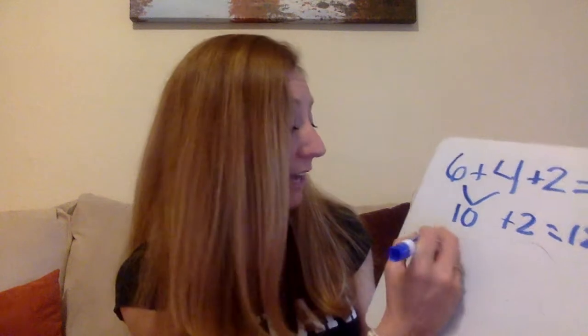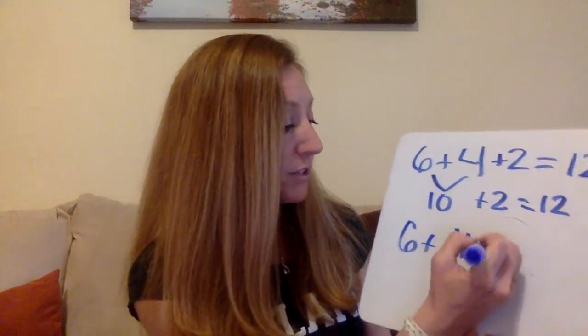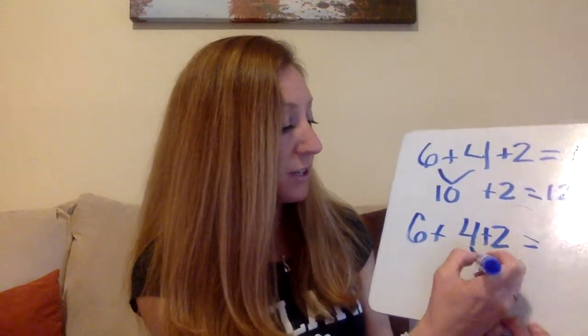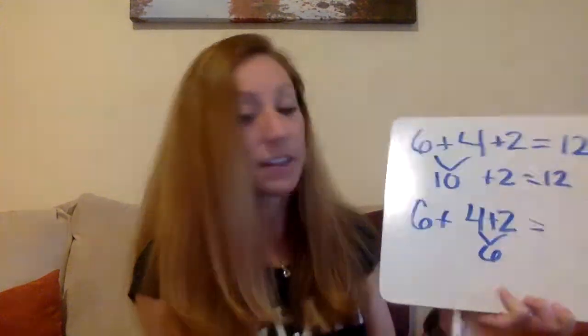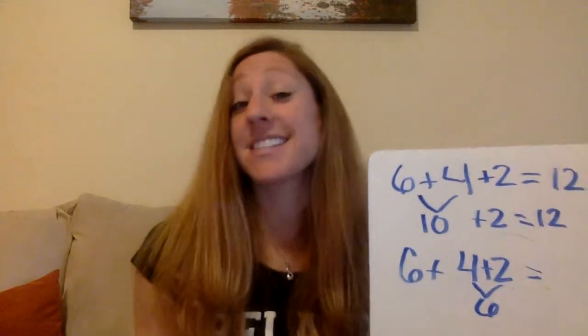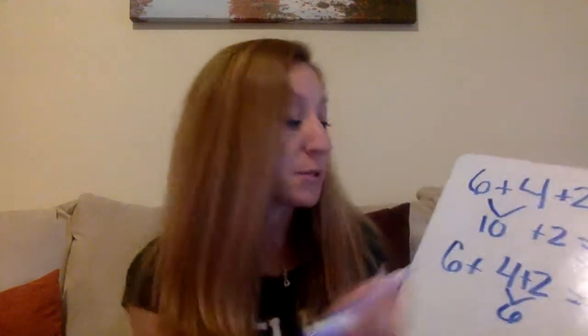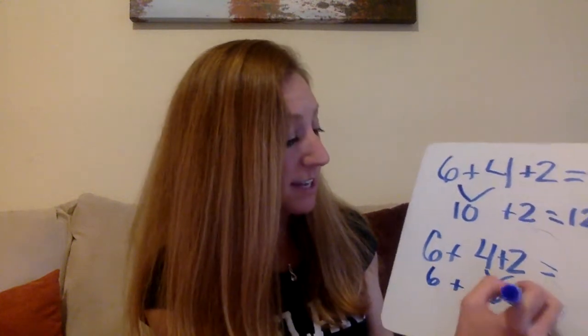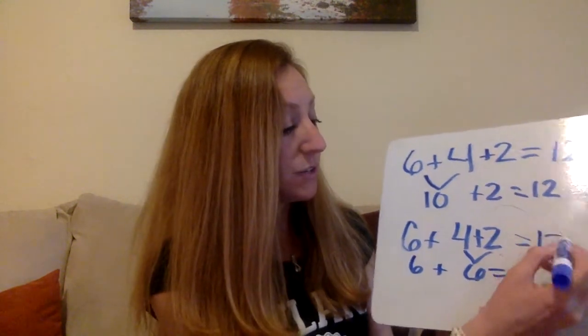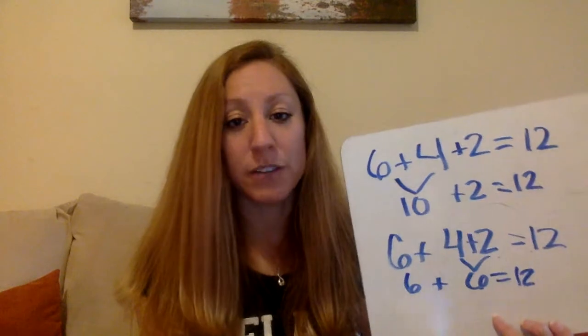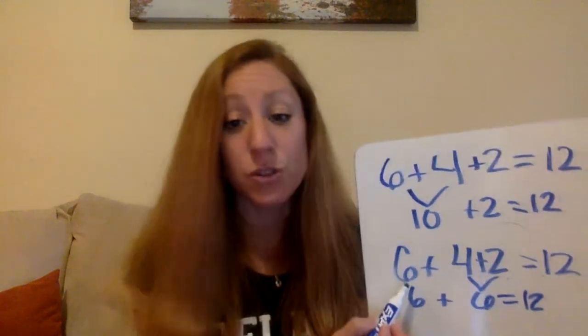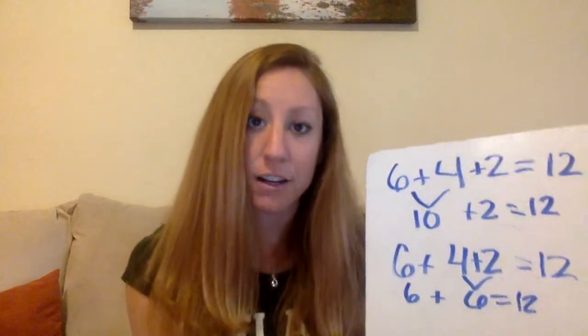Okay, another way, 6 plus 4 plus 2. If I wanted to start with adding 4 and 2, that makes 6. 6 and 6 is a double stack. We practice double stacks a lot too. So 6 plus 6 makes 12. So 6 plus 4 plus 2 makes 12. You could also add the 6 and 2 first to make 8 and then add on 4 more. Again, totally up to you.